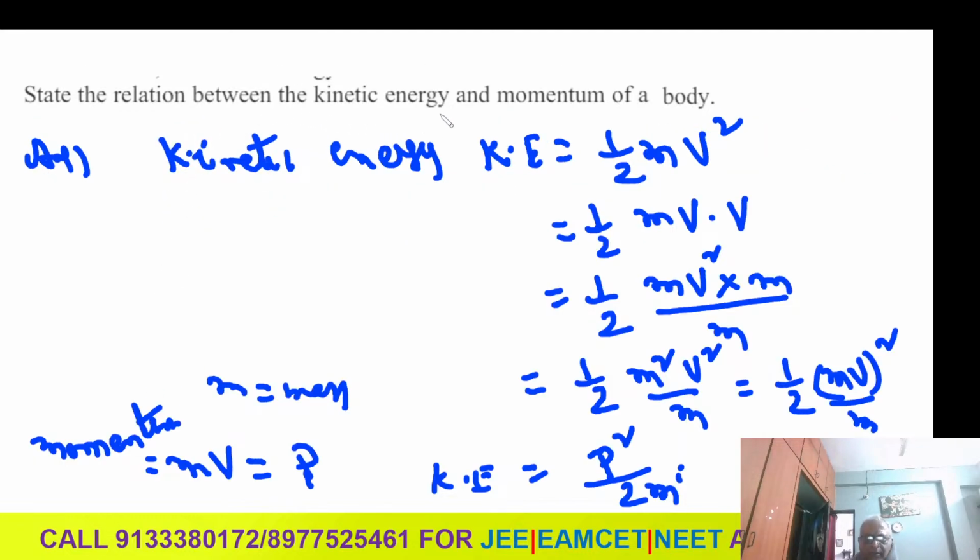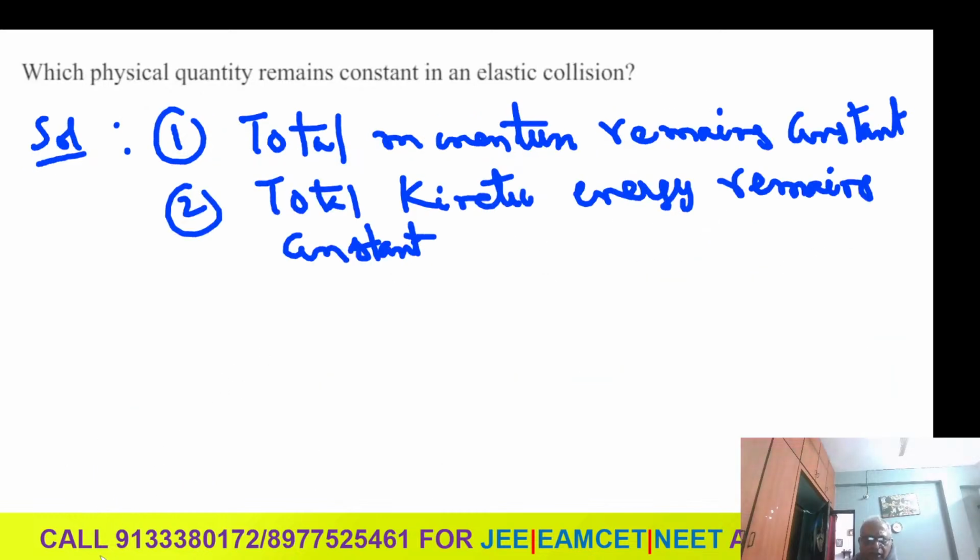Which physical quantity remains constant in an elastic collision? Total momentum remains constant, total momentum is conserved. Second point, total kinetic energy also remains constant. Total kinetic energy is conserved. Conserved means remains constant.